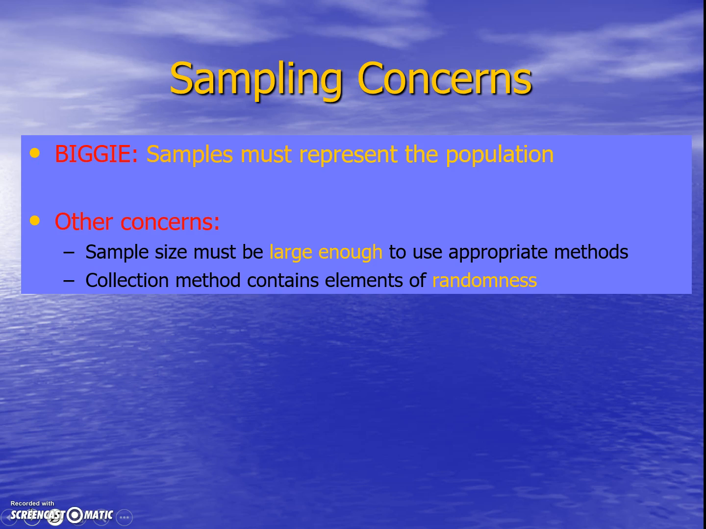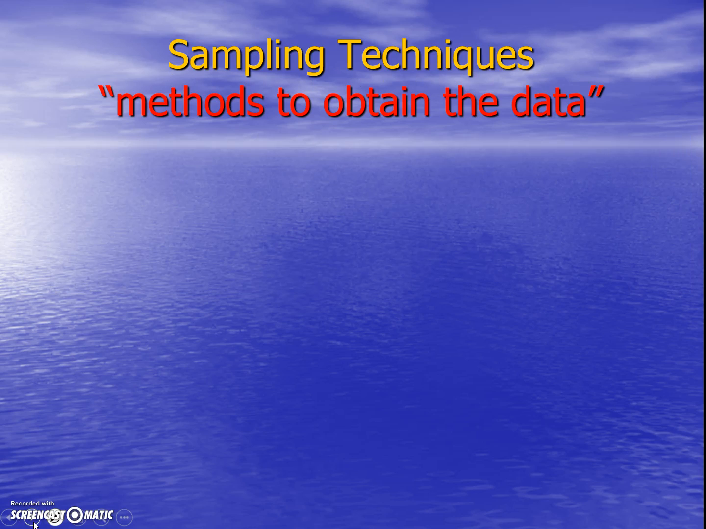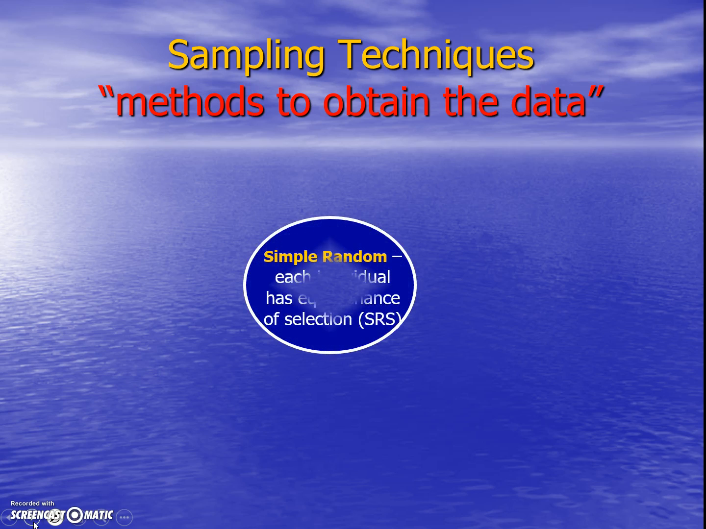So sampling concerns. One of the biggies is the sample must represent the population. And other concerns are the sample size must be large enough to use appropriate methods, and collection must contain elements of randomness. And you have different types of methods of sampling. One of them is simple random sample. You have different types of sampling techniques. You have the simple random, in which each individual has an equal chance of selection.